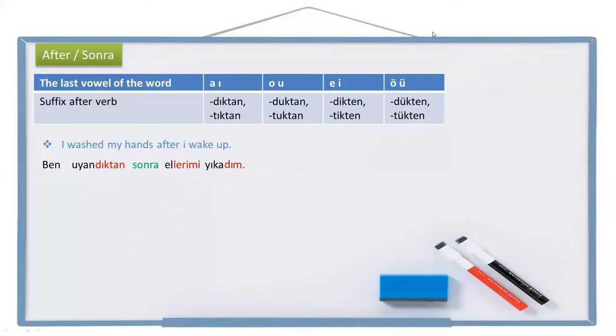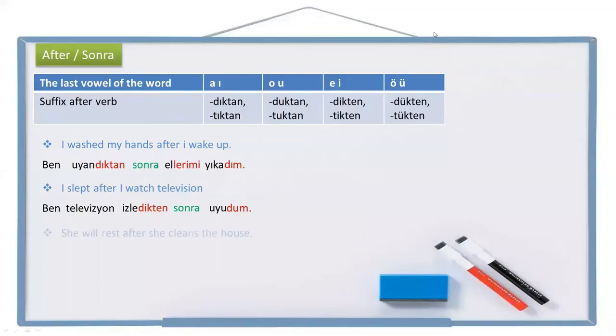Let's make one more. I slept after I watched television. All right, watch television and after. Let's write the person pronoun first. I. Now let's change the places and write watch television first. Television, televizyon. Watch, izle. After, sonra. Let's combine them. İzledikten sonra. What did I do? Slept. Sleep, uyu. Slept, uyudu. I slept, uyudum. I slept after I watched television. Ben televizyon izledikten sonra uyudum.